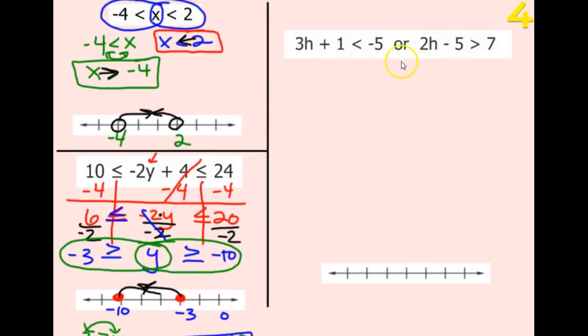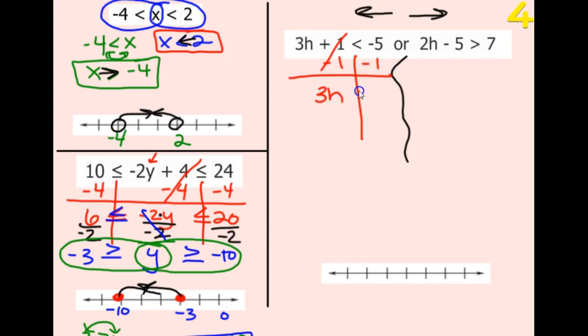Alright, last one. This one's or, so I know right away my arrows are going to be pointing apart from each other. We need to solve both. So here I need to get h by itself. I'm going to subtract 1. So we have 3h is less than negative 6. Same sign, add it up. I added them up. And then divide by 3. We have h is less than negative 2.